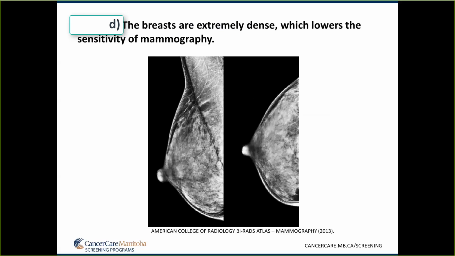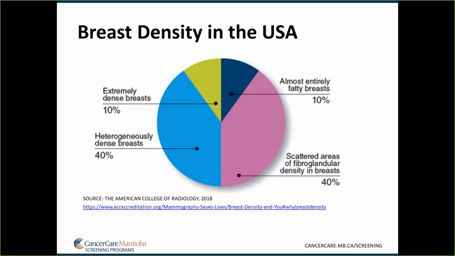Finally, category D is the extremely dense tissue, and you can see that virtually the entire breast tissue area is quite dense, which could significantly reduce the ability to detect a cancer. This is a breast density pie chart, which was produced by the American College of Radiology and was published in 2018, just to show the relative distribution of these different breast density categories within the screening population.